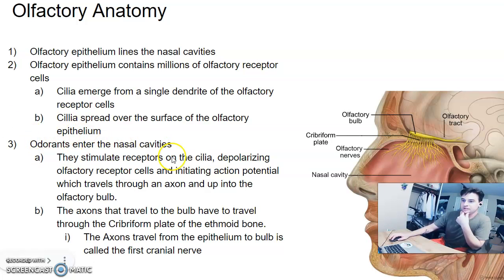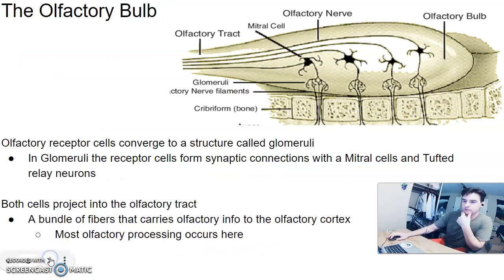Odorants enter the nasal cavities. They stimulate the receptors in the cilia, depolarizing olfactory receptor cells and initiating action potentials, which travel up through the axon and into the olfactory bulb, right up here. The axons that travel to the bulb have to go through the cribriform plate of the ethmoid bone, so this bone right here, so they have to penetrate through there. The axons that travel from the epithelium to the bulb are called the first cranial nerve.